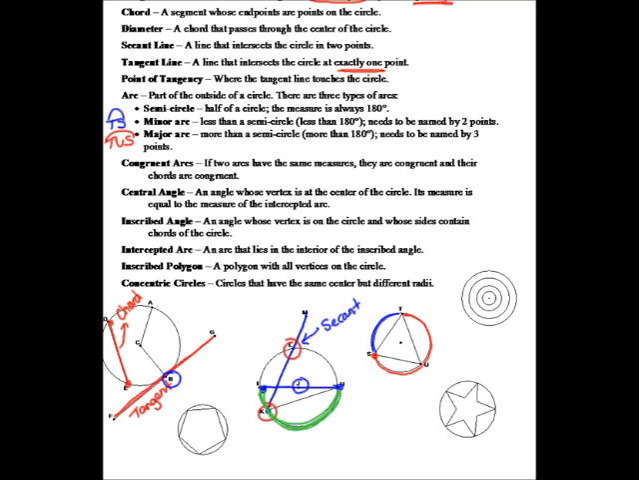Central angles. A central angle is an angle whose vertex is at the center of the circle. So let's try to find a central angle. It has to have a vertex at the center of the circle. So I'm going to go back to picture number 1.